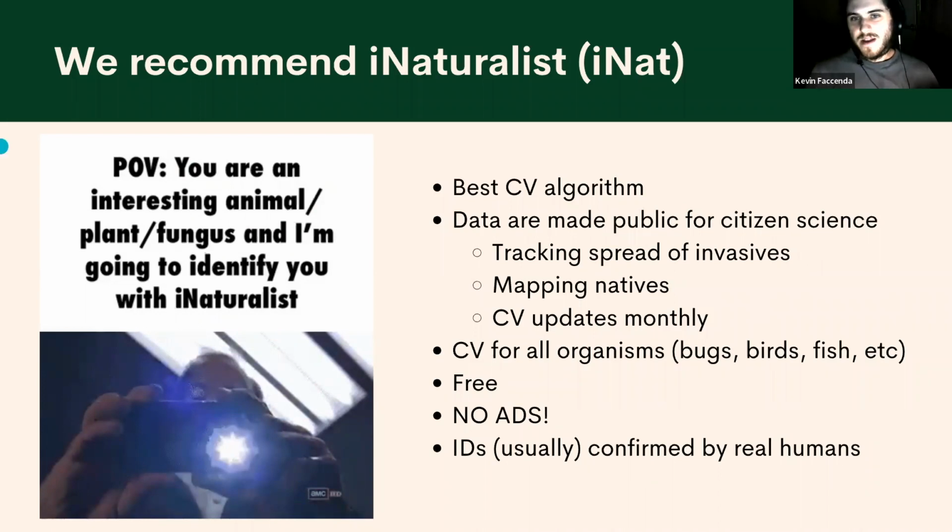And also, all of the data that iNaturalist processes is made public for citizen science. So tracking the spread of invasives, mapping where different natives occur, and all the data that goes into it is used to update the computer vision algorithm for identifying plants. Last month, they added 1,500 more species to the computer vision algorithm that it can now identify.